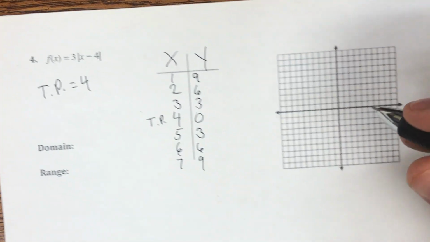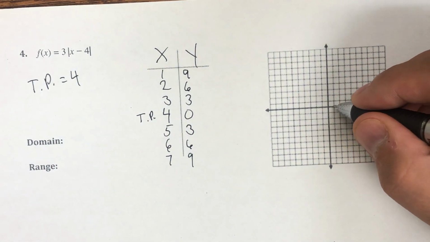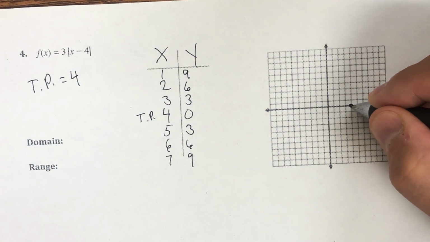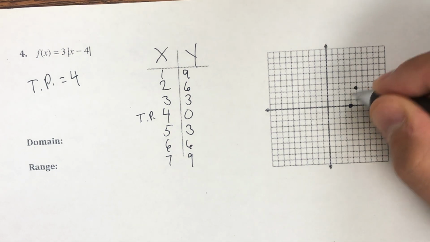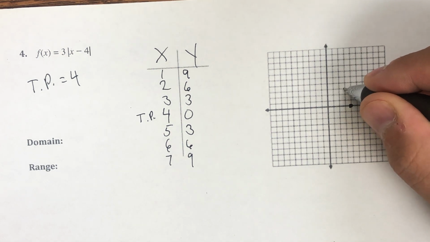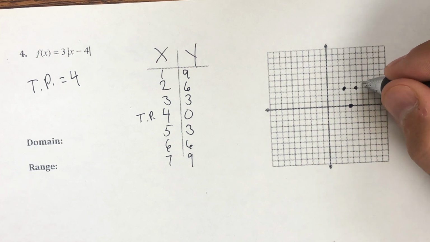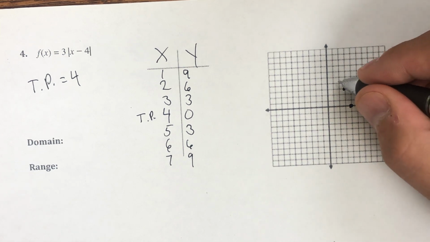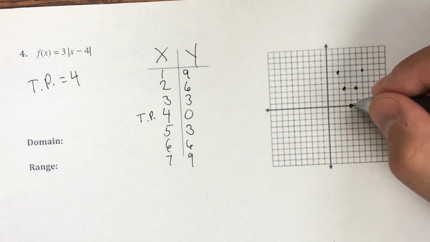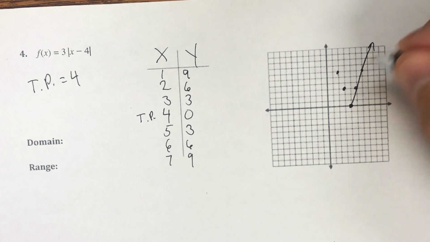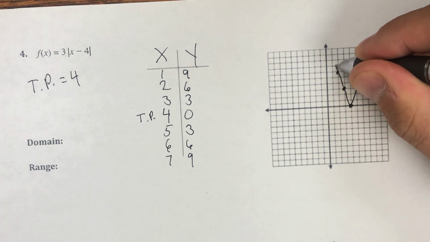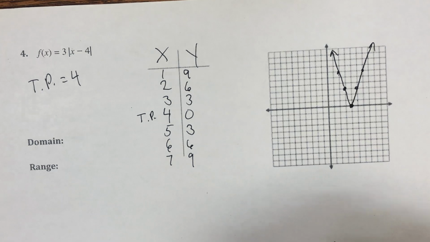So on our graph, right 4, up 0. Right 5, up 3. 1, 2, 3. So this one's a little bit steeper. And then we could connect our points. And our graph is complete.